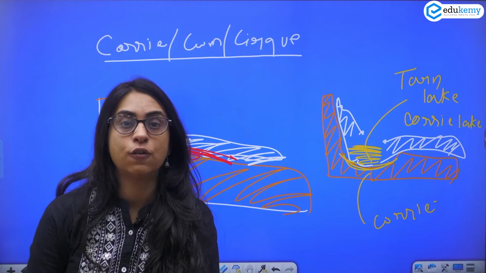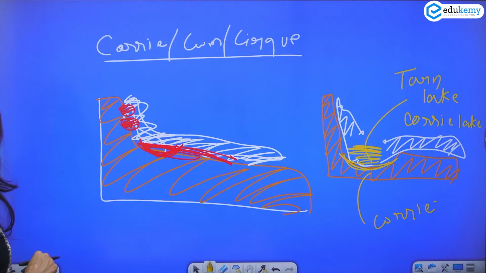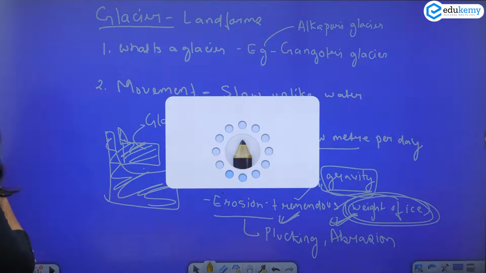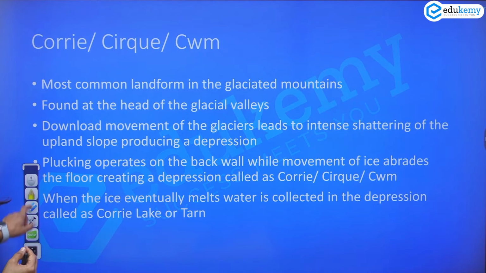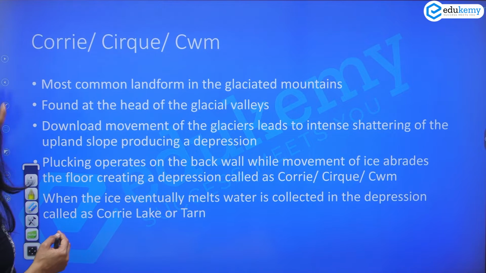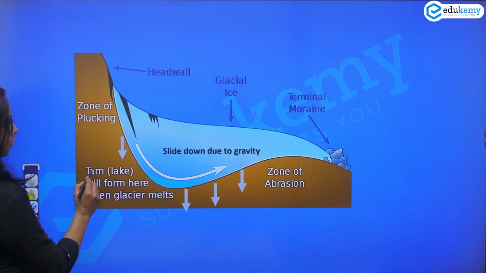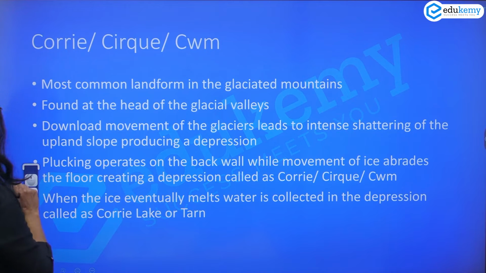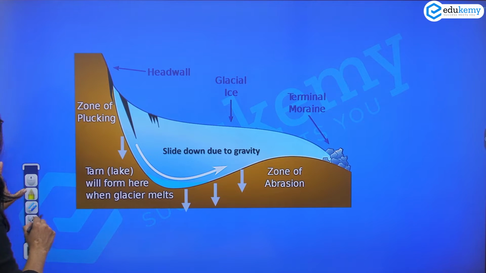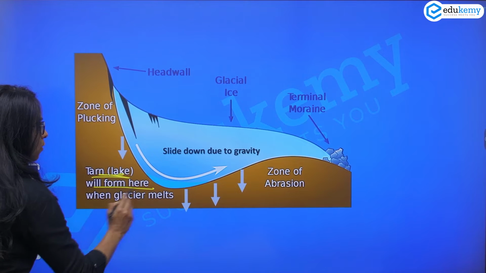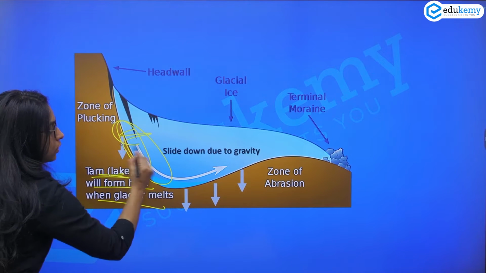So this is the first erosional landform that we are studying, and the erosional landform is because of the process of plucking and because of the process of the abrasion. Moving on. Here, let's understand the second landform. So this you can see, and this is what is the Tarn Lake. Tarn Lake is formed when the glacier melts.